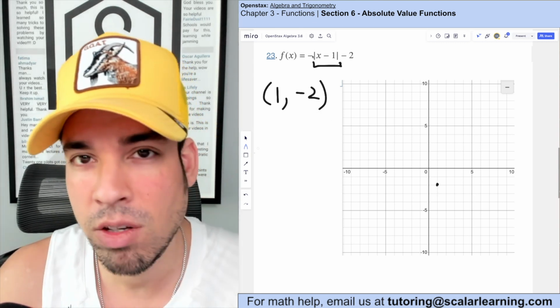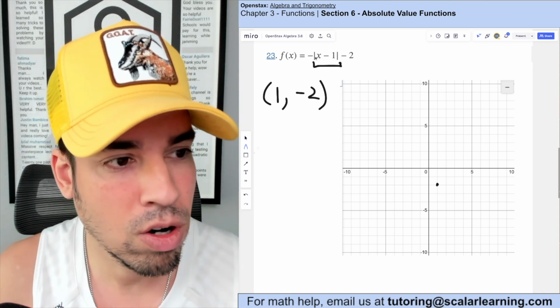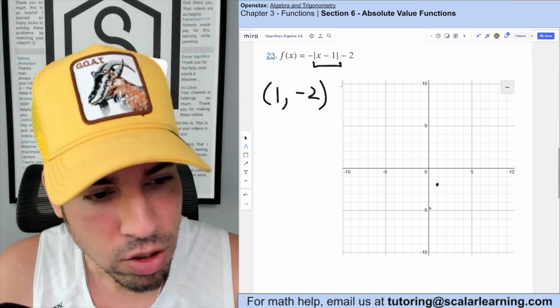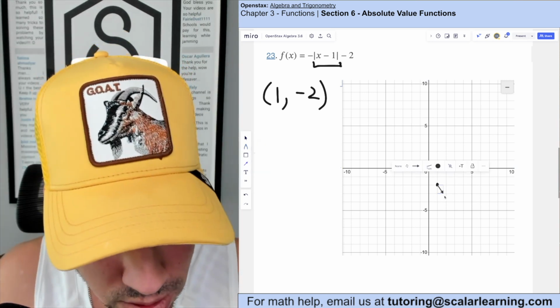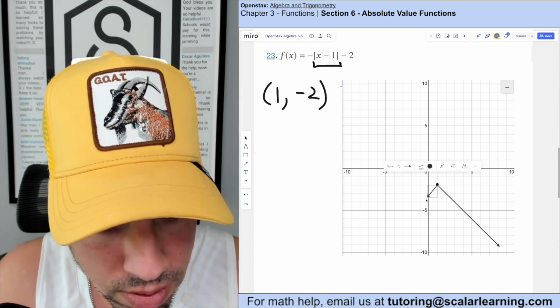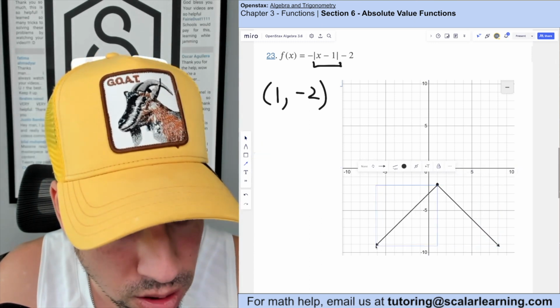And then again, we can look at that quote-unquote slope, this coefficient in front of the absolute value, and it's a -1. So this means from the right, we have a slope of -1 like so, and then to the left, we have the opposite, a slope of +1, boom, done.